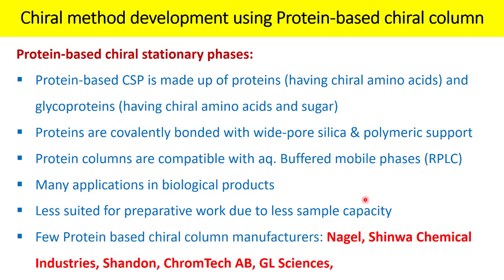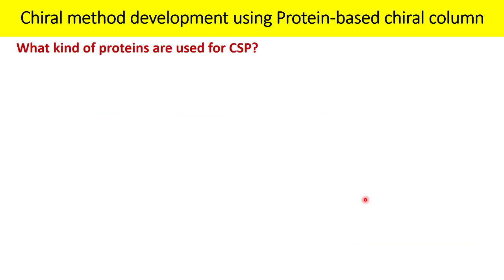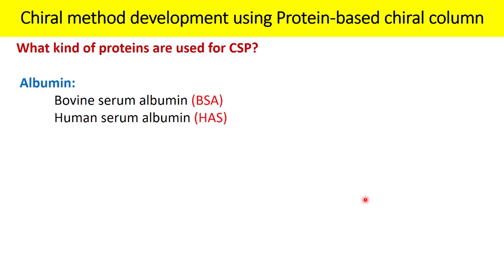And here are some manufacturers of the protein columns, as you can see on the screen. And there can be many more. I just thought of bringing some of them into the presentation for your understanding. So what kind of proteins are used for chiral stationary phase? We talked about serum albumin at the very beginning of this presentation, but these are some of the proteins.